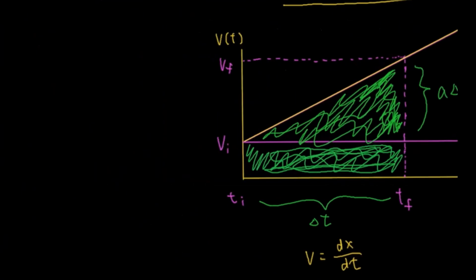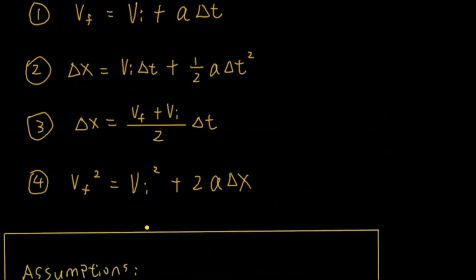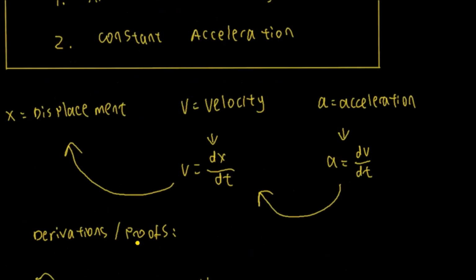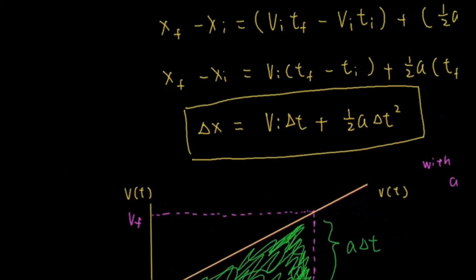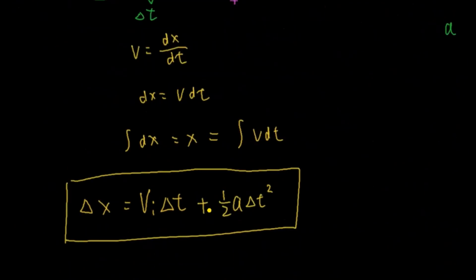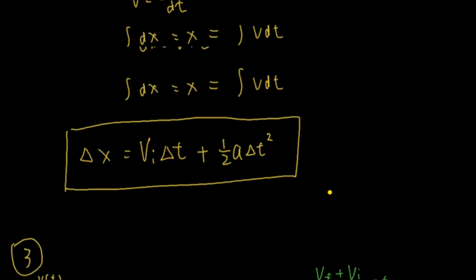Okay, so that's equation 3. Let's look at equation 4. This one here. V sub f squared equals V sub i squared plus 2a delta x. Okay, so here, let's start with the third equation that we have here, which is this one. Delta x equals V final plus V initial over 2 times delta t. So let's start with this.